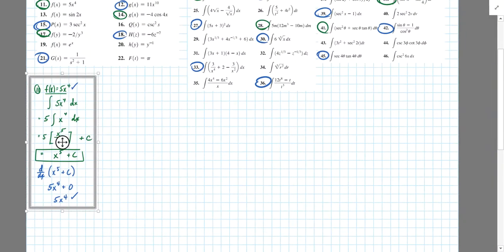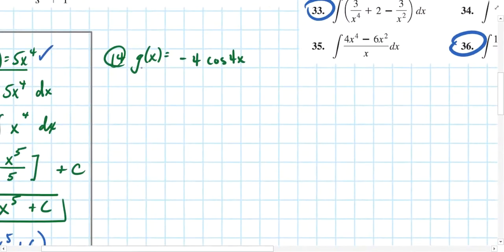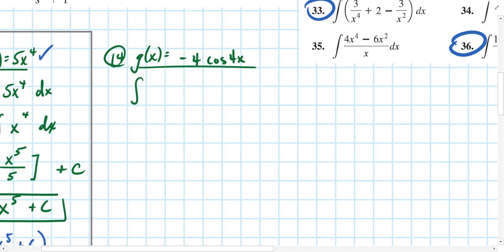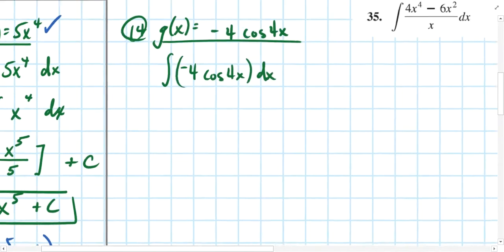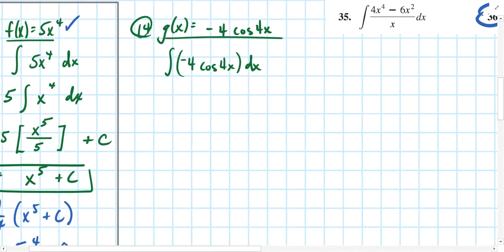Let's try number 14. So number 14 is g of x equals negative 4 cosine of 4x. So if I need to find the antiderivative, I would use the antiderivative symbol. It's kind of like a scripted S, a little bit more narrow than that. We've got the function, negative 4 cosine 4x, and our differential with respect to dx. Now sometimes we'll put a grouping symbol around the expression, and sometimes we don't. It's really a user preference. I tend to use parentheses only when we've got multiple terms that are separated by addition and subtraction signs. That's just my habit.